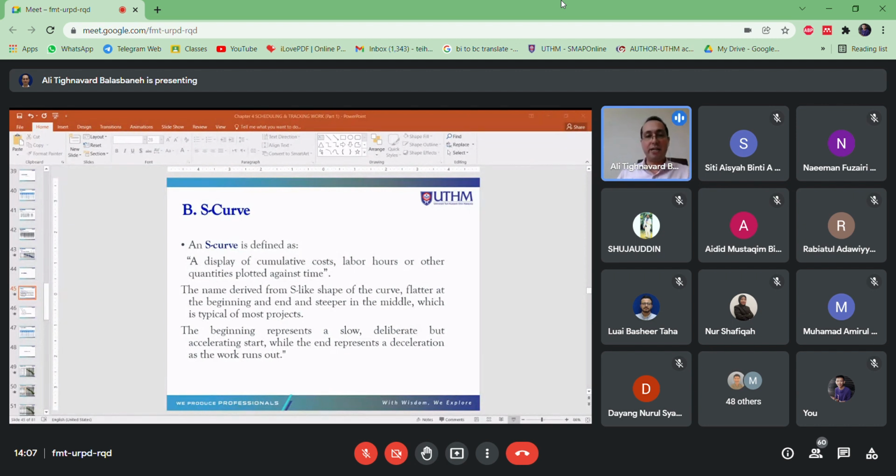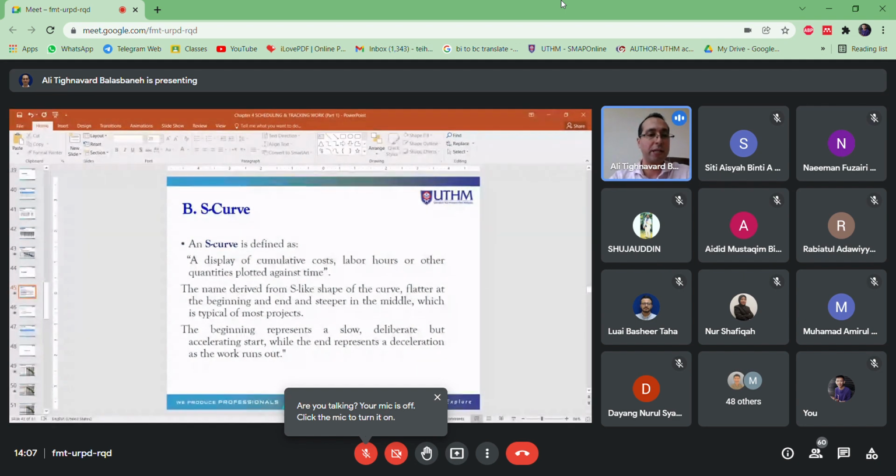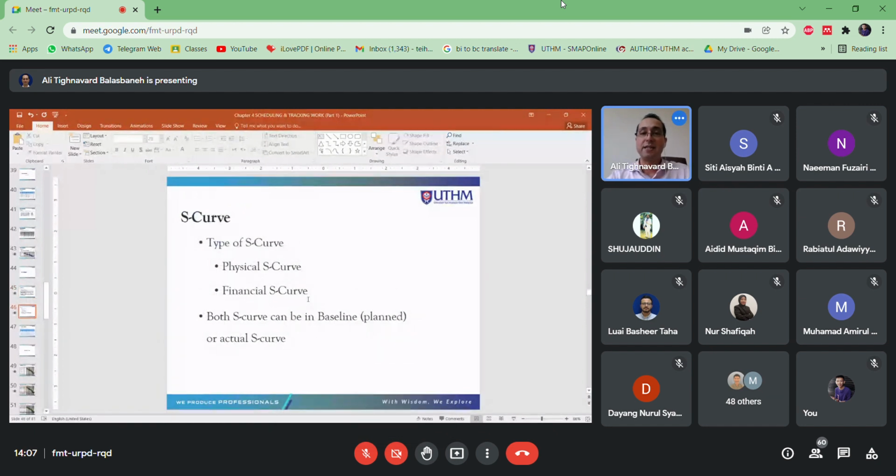Okay, it is very clear where the name came from, because the shape of this curve looks like an S, or has an S shape. The beginning represents a slow, deliberate, but accelerating start. Okay, you can read it later. This is a very common definition. But now, let's see the different curves.